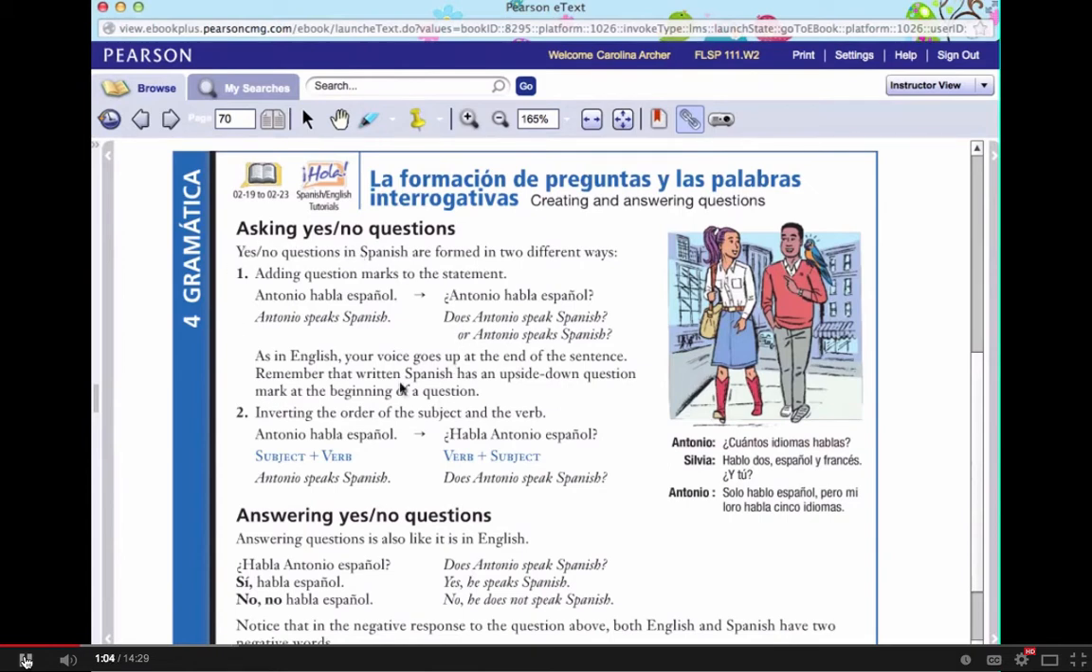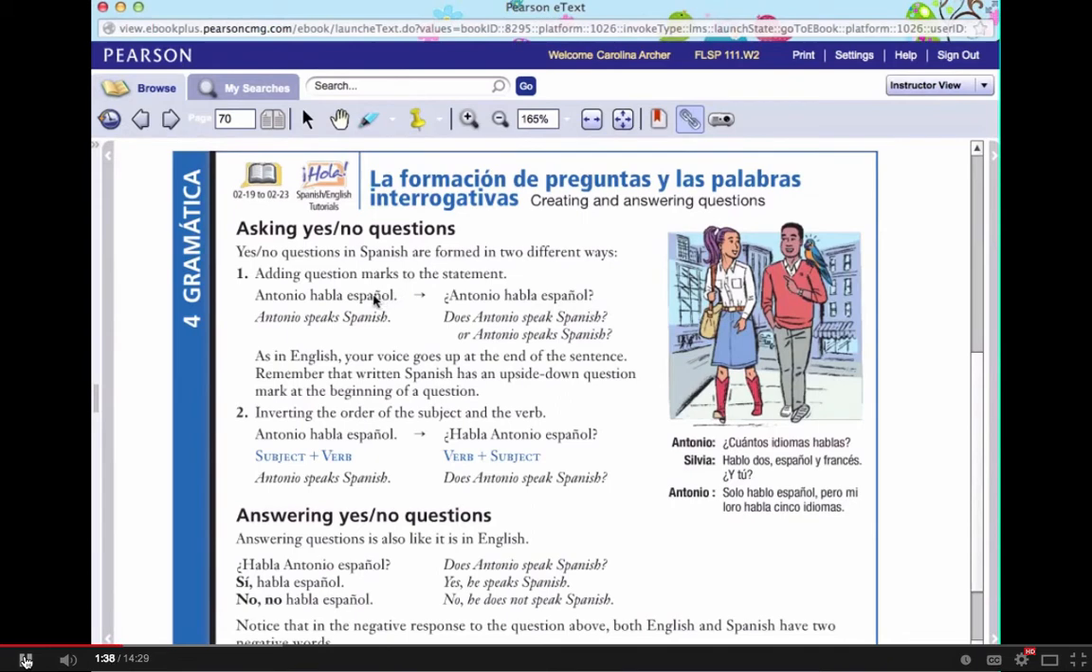This is the most common, the first one, adding question marks to a statement. For example, you have the statement, Antonio habla español. Antonio speaks Spanish. All you have to do is add the question marks at the beginning and at the end, okay? In Spanish, we have the question mark upside down at the beginning. And if you put the question marks in the statement, you are making that a question, okay? So this means, does Antonio speak Spanish? Or Antonio speaks Spanish. Antonio habla español, okay?